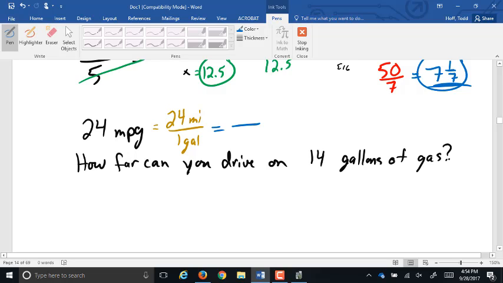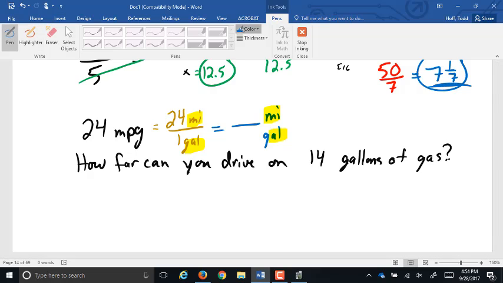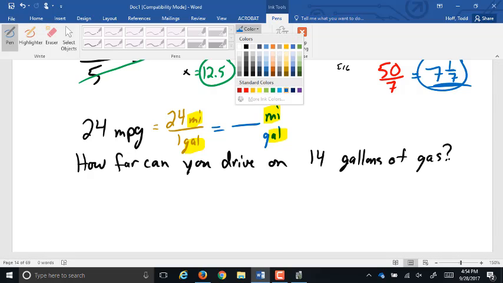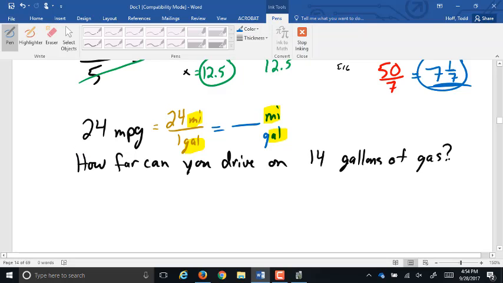On the other side of this, we better have miles on top and gallons on bottom. Those units better stay the same. So this is a rate, though. We're going to use our proportions with a rate. And that's a good question. I mean, the units are different. That's how you can tell it's a rate. So the units have to be in there when it's a rate.